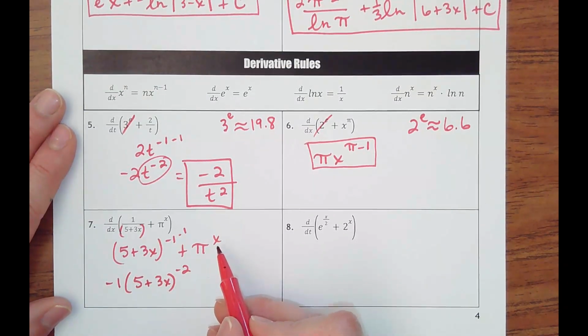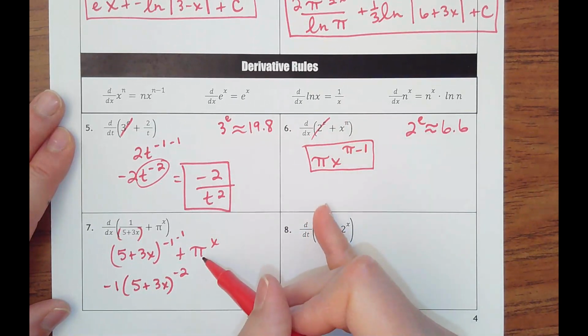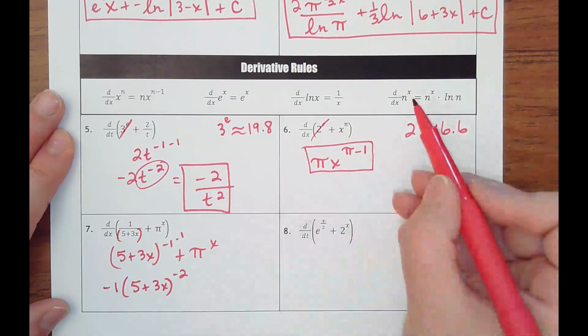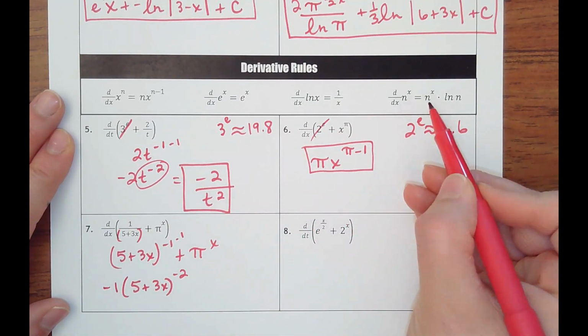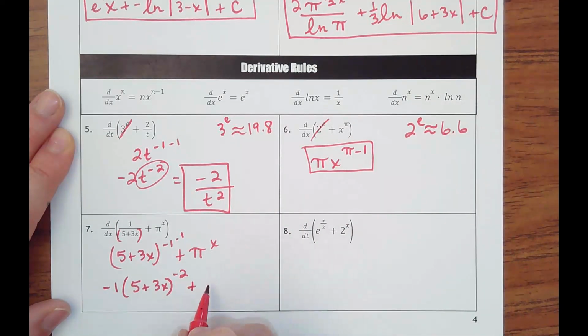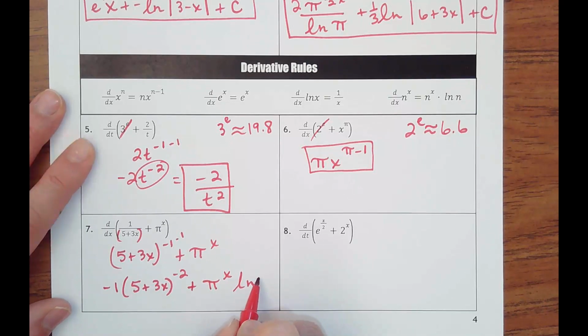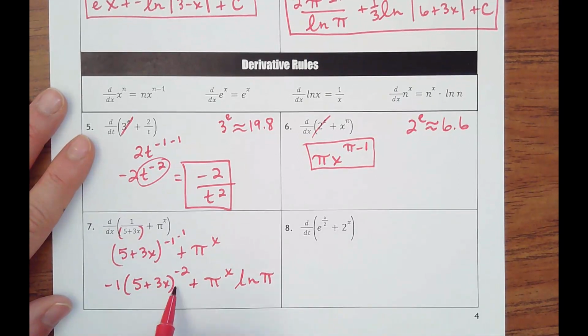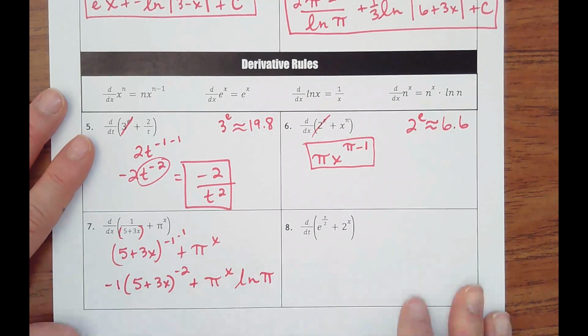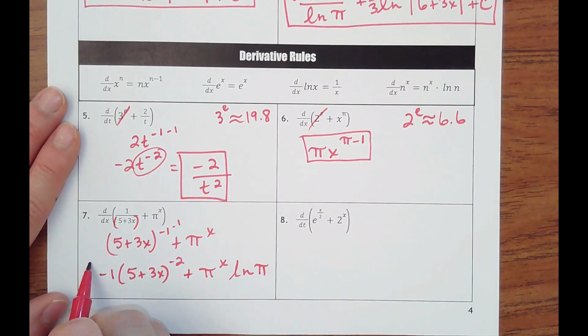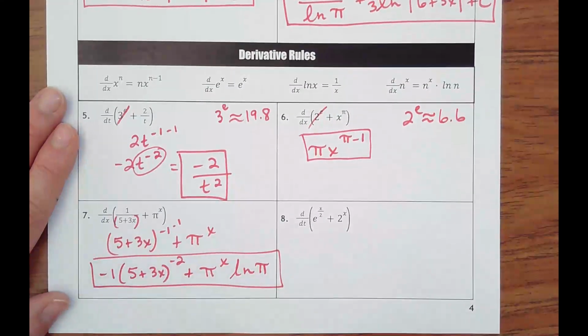Pi to the x is having a base that's a number. So that would be like here, a number to the x power is going to be plus itself times the natural log of the base, which is pi. You could fix this and drop this down to the denominator and make it squared, but you shouldn't have to. That should be your answer.